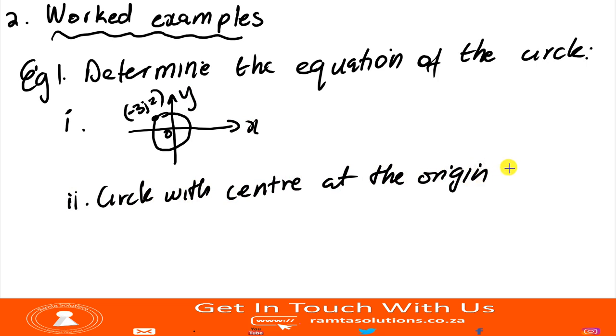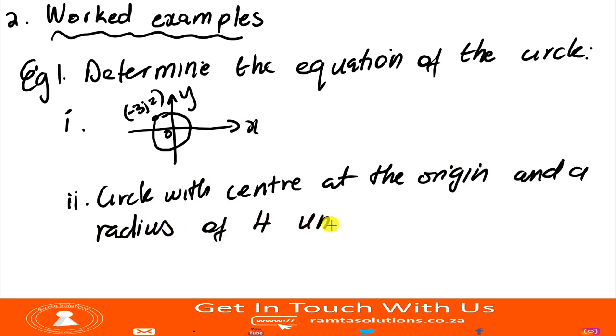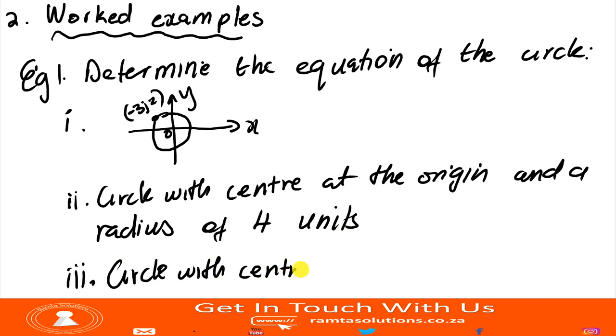Okay, circle with center at the origin and a radius of 4 units. Roman figure 3, or question 3, will be circle with center at the origin.